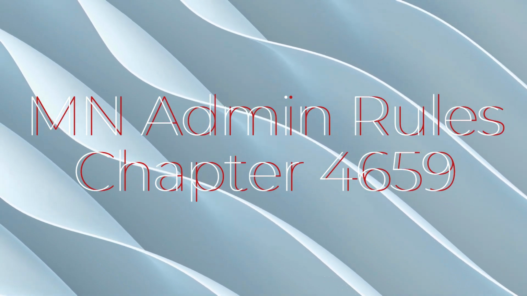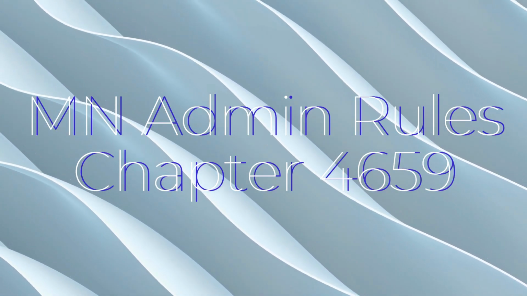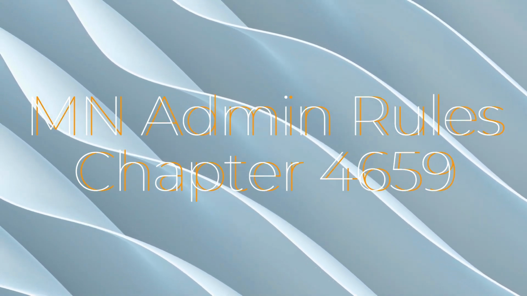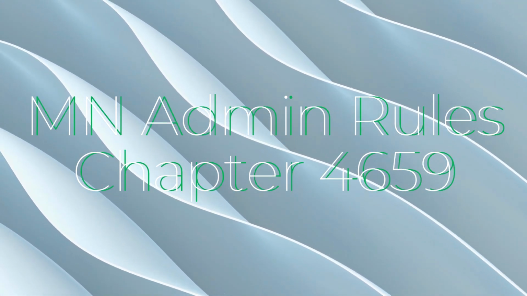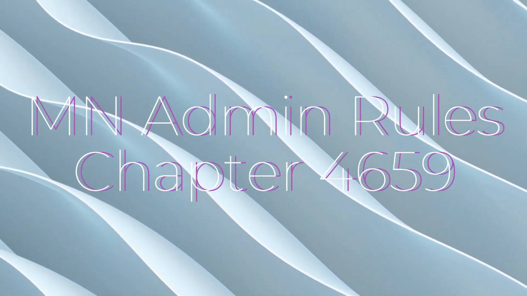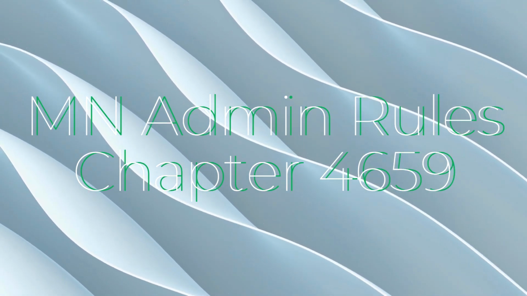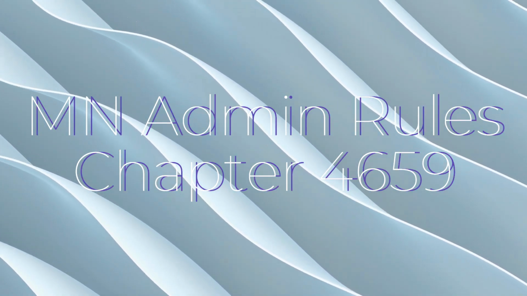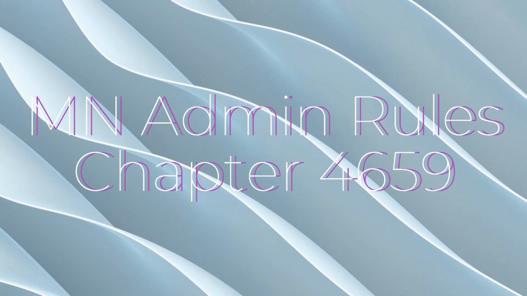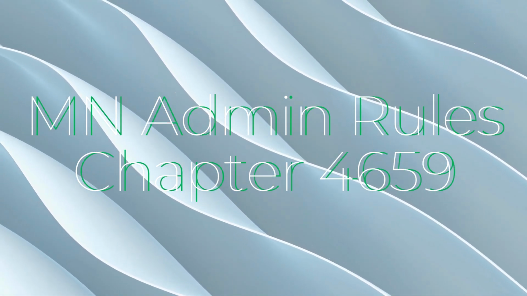4659.0110 Missing Resident Plan. Subpart 1. Applicability. A. This part applies only to a resident who receives assisted living services: 1. Who is incapable of taking appropriate action for self-preservation under emergency conditions, or 2. Who is identified as at risk for wandering or elopement according to the resident's most recent assessment or review.